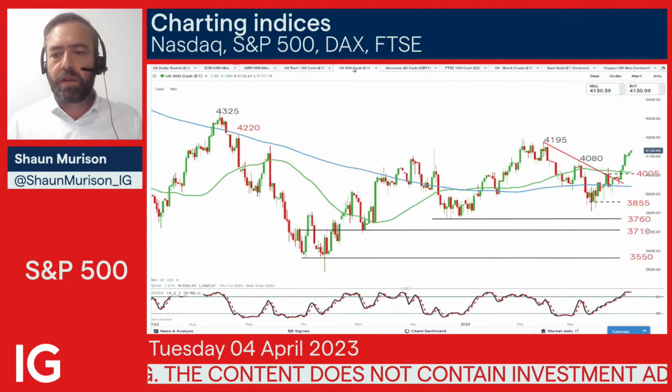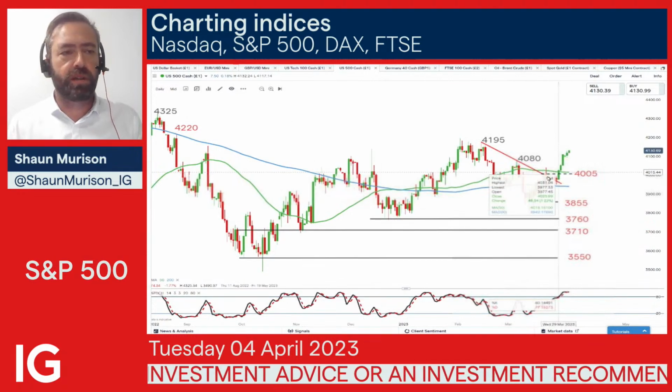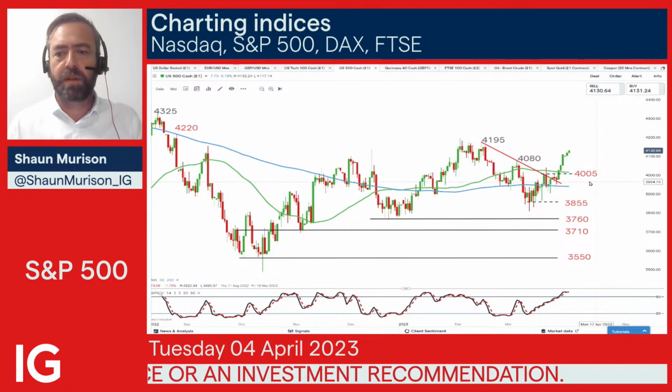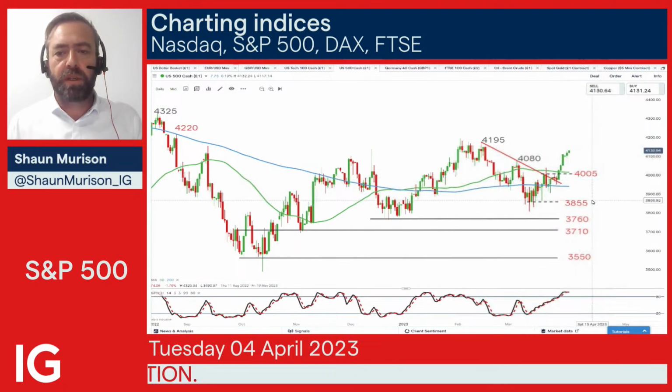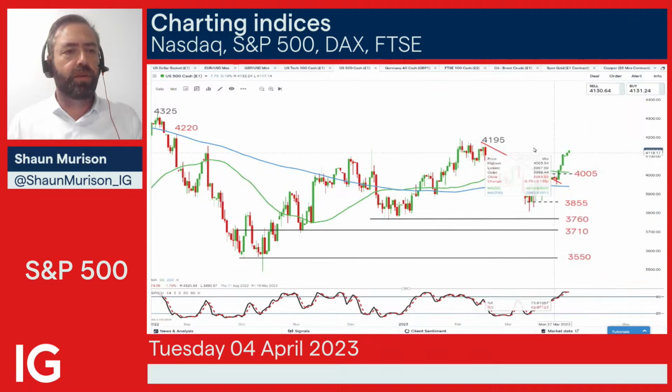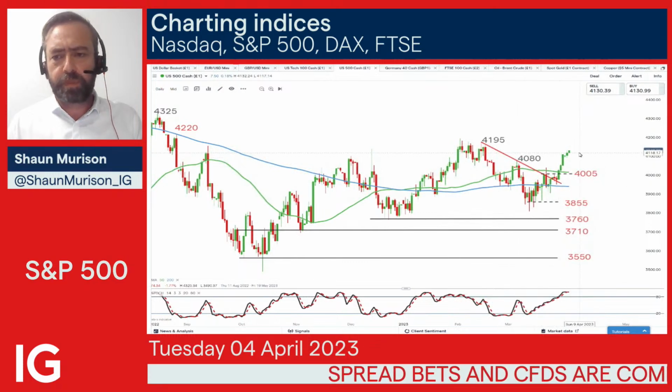S&P 500 also following suit. We had a break of trend line. We had a break of that 4,005 last time we spoke, which was last week Thursday, and our target was 4,080 initially. We've traded through that now, and so we start looking at this high at 4,195. So things are moving quite aggressively in the right direction.